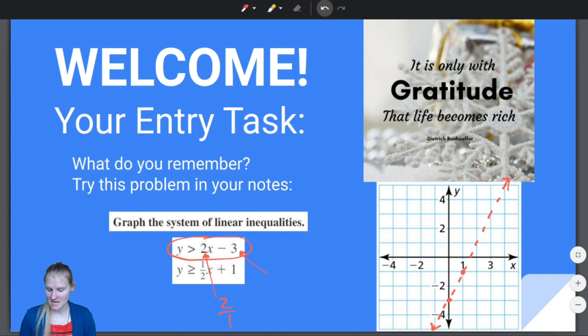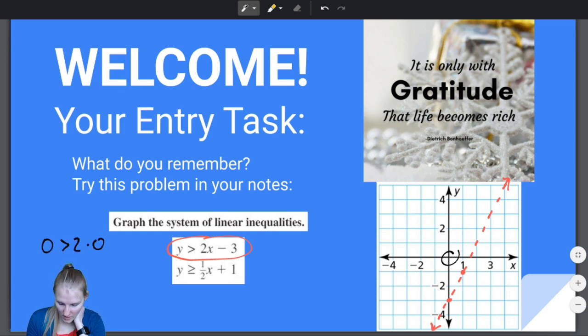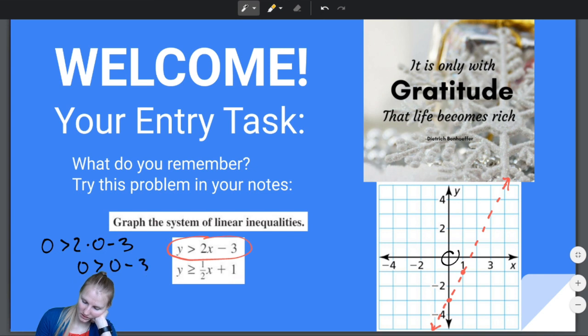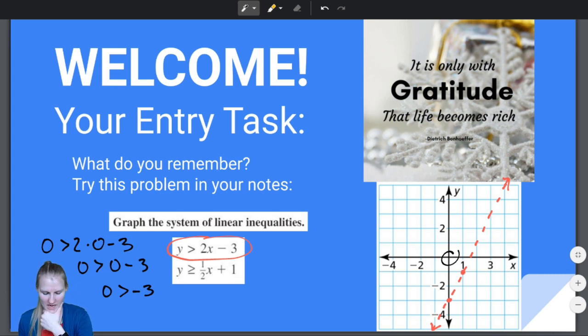Perfect. Okay. Now, should I shade up here or over here? Which half plane should I shade? Let's plug in 0, 0 and see whether or not it is a solution. So I have 0 is greater than 2 times 0 minus 3, which means 0 is greater than 0 minus 3. 0 is greater than -3. Is that true? Is 0 greater than -3?